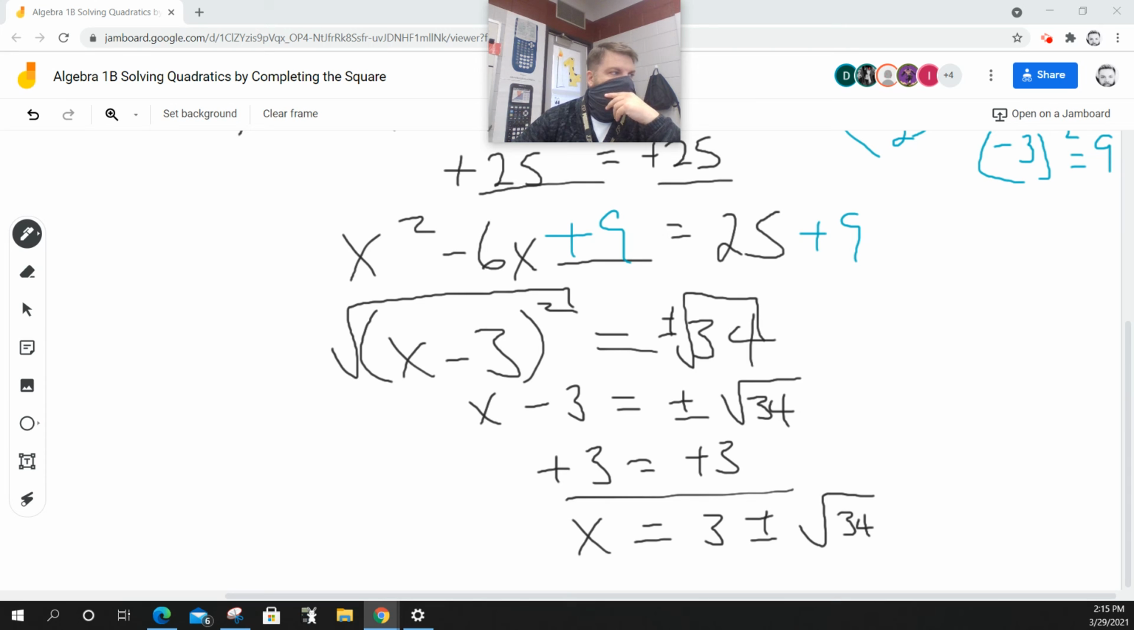Solving quadratics by completing the square. Completing the square. Problem number, what is that, 8?